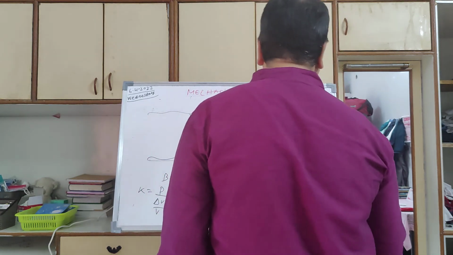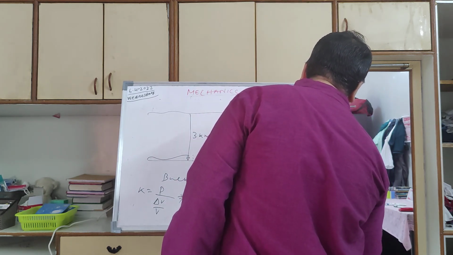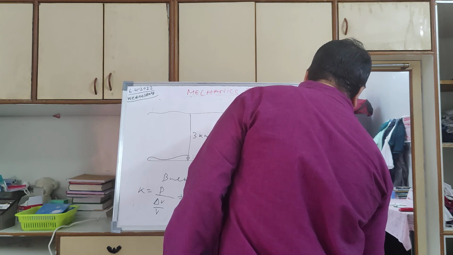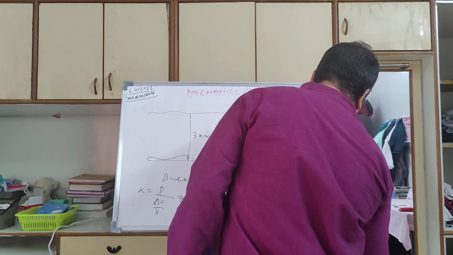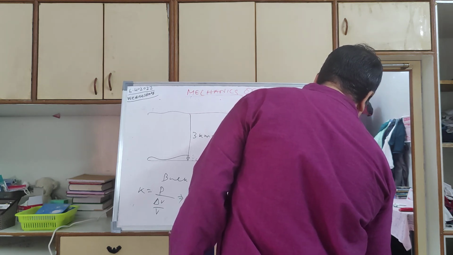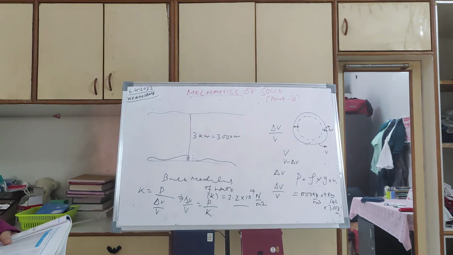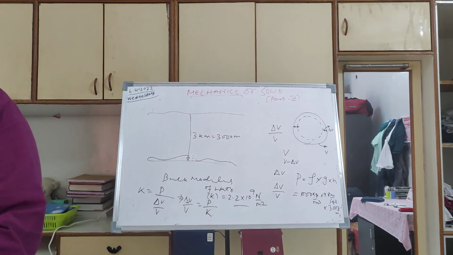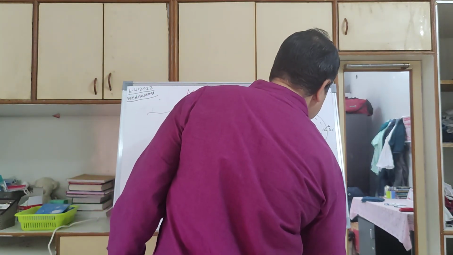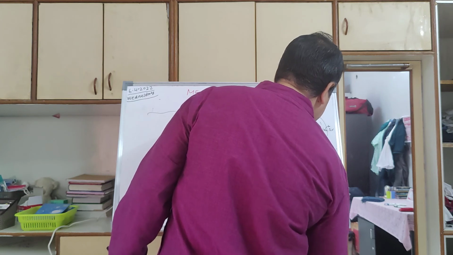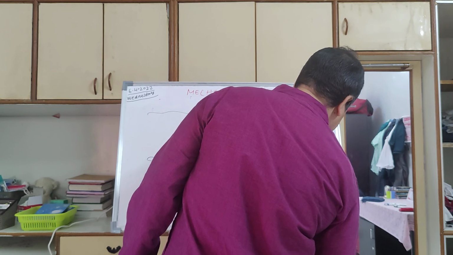Remember this. The rho of water is 1000 kg per meter cube, into 9.8 meter per second square, into 3000 meter. If this is the case, you know your pressure. So your pressure is equal to 3 into 10 to the power 7 Newton per meter square.